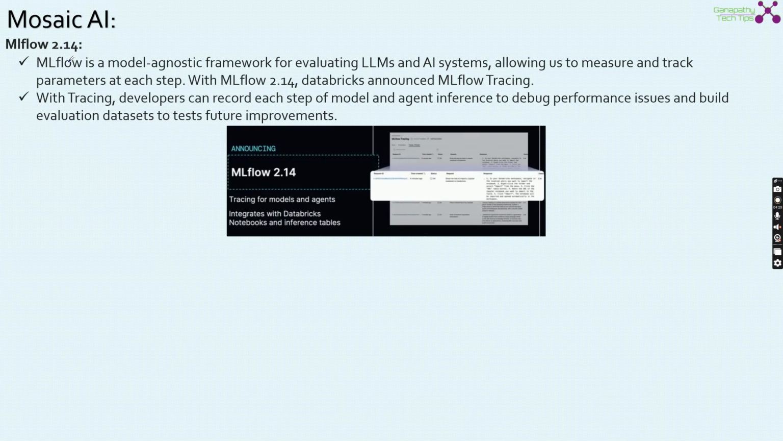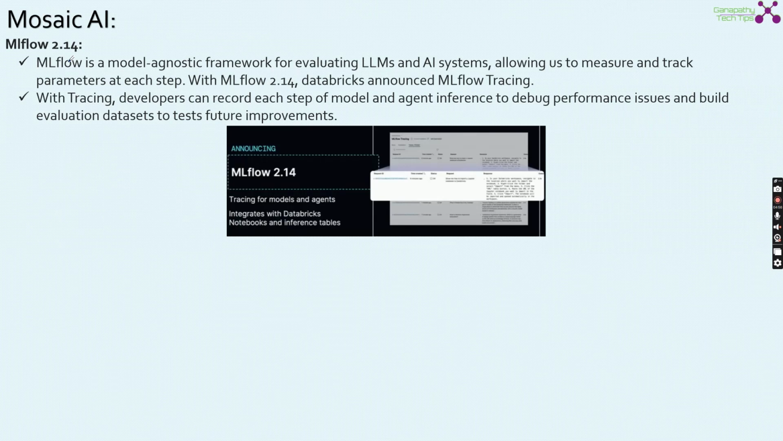MLflow is another open source tool which provides end-to-end machine learning capabilities, like model hosting, staging the models, and model logging. If you want to log specific evaluation metrics, everything is provided using MLflow. They introduced a newer version, MLflow 2.14, which is a model-agnostic framework for evaluating LLMs and AI systems, allowing us to measure and track the parameters at each step.